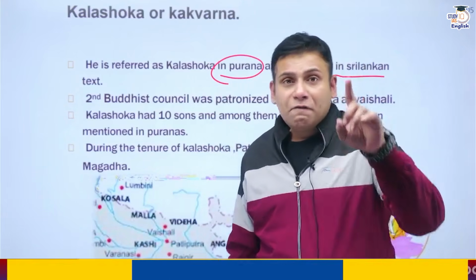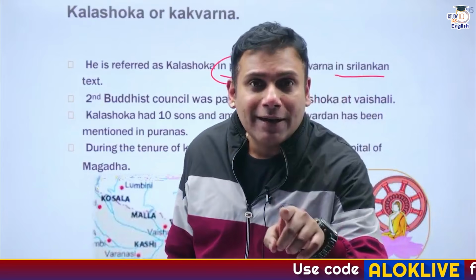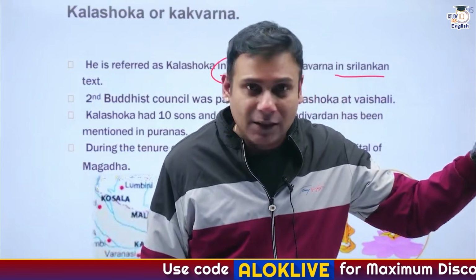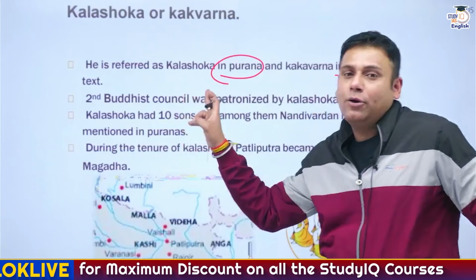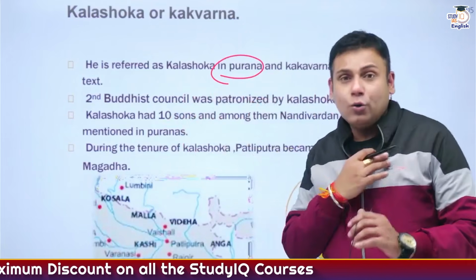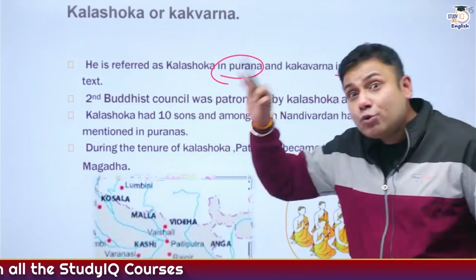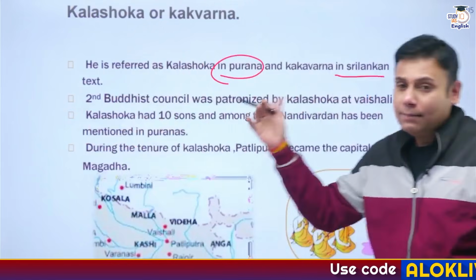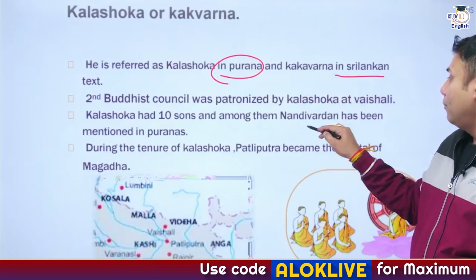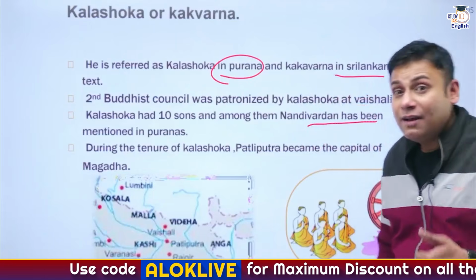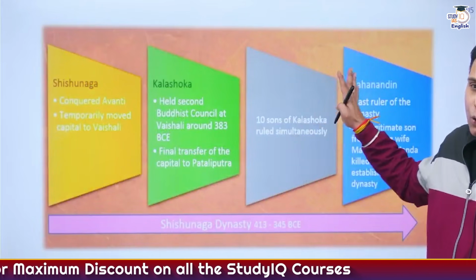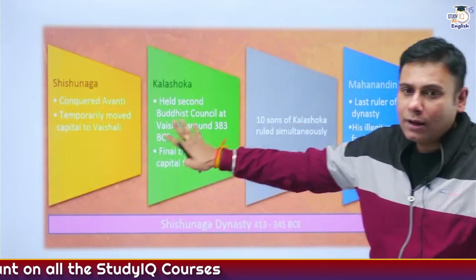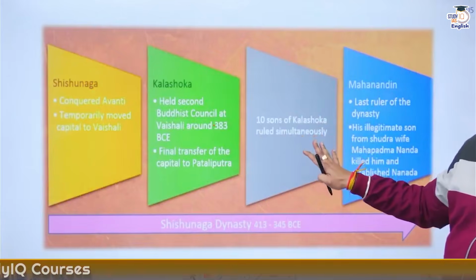The first Buddhist council was patronized by Ajatashatru, held at Satapani cave, correct? The second Buddhist council was patronized by Kal Ashok. And Kal Ashok was the ruler of Shishunag dynasty. Got the points clear? He had 10 sons, and Nandivardhan is mentioned in the Puranas as one of the sons. Then finally came the Nanda dynasty, the last dynasty that ruled over Magadha. Just have a look at this: Shishunag, Kal Ashok, 10 sons of Kal Ashok, Nandivardhan.